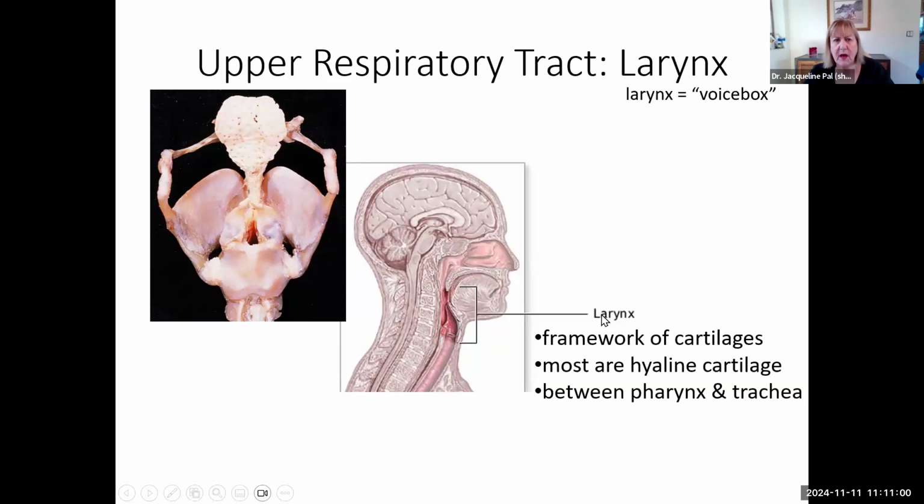or your voice box. And here we have this whole framework of cartilages, all of which are going to be hyaline cartilages. And these are between your throat and your trachea, which is your windpipe. Okay. And so if we look at them, this right here is your thyroid cartilage. So this is like your Adam's apple. If you're a gentleman, it's quite prominent. But I want to draw your attention to this cartilage right here. It looks kind of like a wooden spoon.